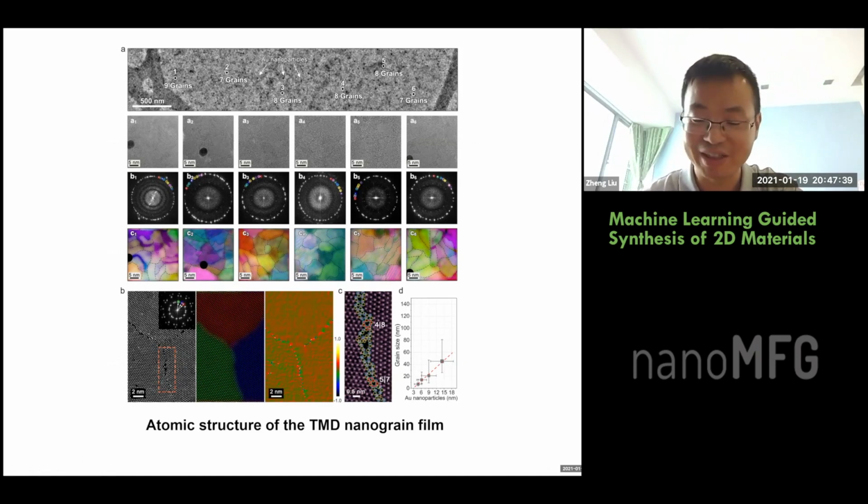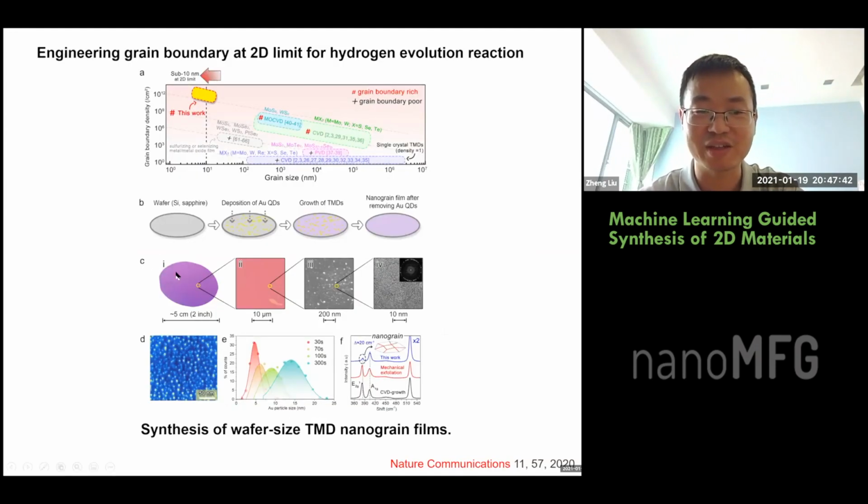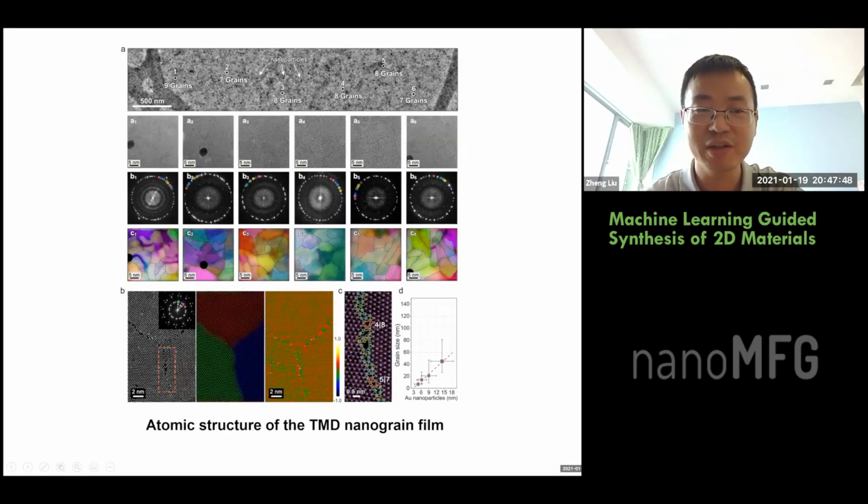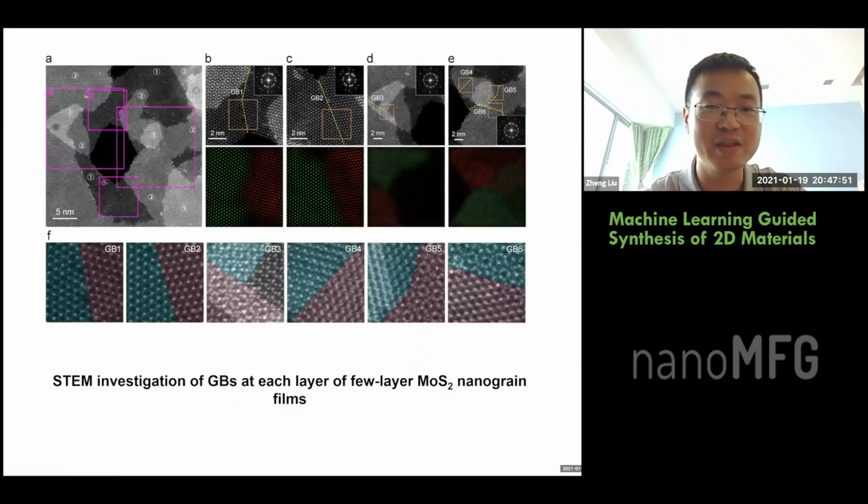Which means in such a wafer scale material, we have billions, even more than billions of grain boundaries. So here shows the details of the grain boundaries. Most of them are bilayer and monolayers, and here shows the grain boundary locations. Where are they? Okay, the question is how come we can form such ultra high grain boundary structures?